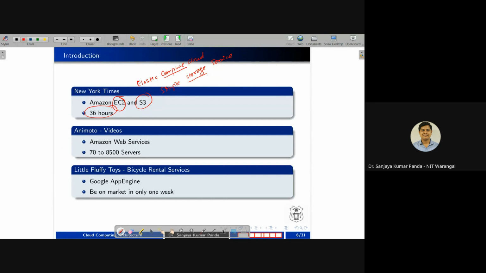The same thing you can do with Little Floppy Toys, right? It used Google App Engine, and it is just like a startup company. They were in the market within 1 week. They developed an application just like Ola and Uber, which we use in day-to-day life. And they can expand their business in the cloud. But if you maintain your physical infrastructure, maintaining things is not that easy, right?